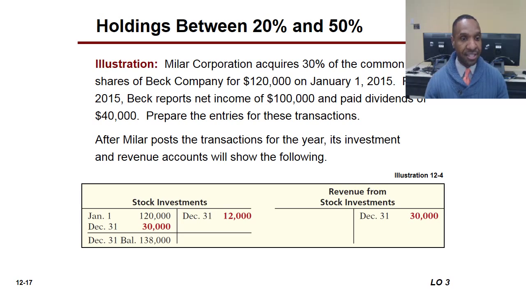We've got our stock investments. End of the year, we've got a what? We got a debit balance, 138,000, right? 138,000. And then we're looking at revenue from stock investments. We've got 30,000, right? We've got 30,000. So that's showing, right? We received what? What did we receive from that? So it's showing that it increased to 138,000 by the end of the year.